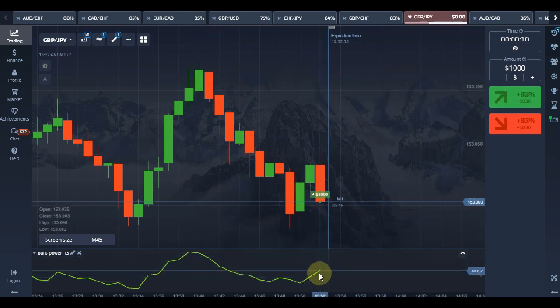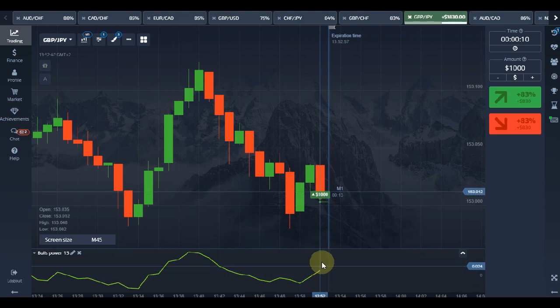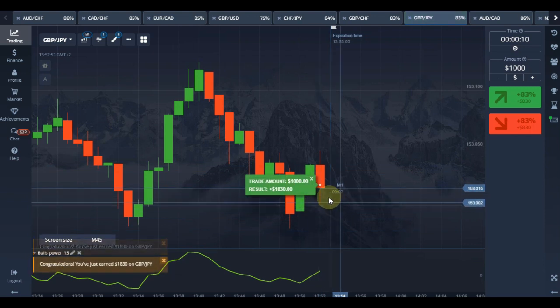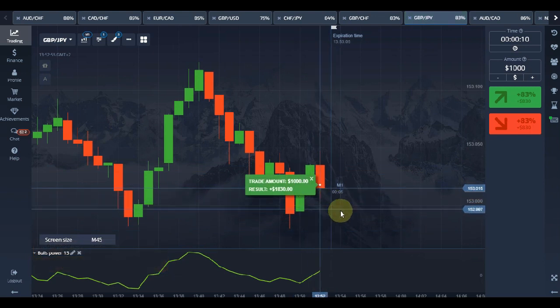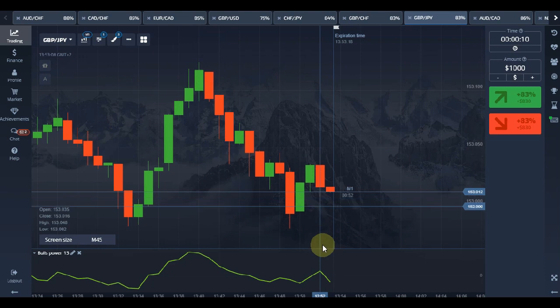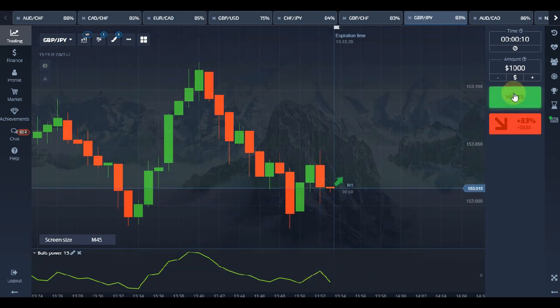There, bull power shows going up, but the candle is red, so it's a very profitable time here. It's a very good moment when the bull power shows up and the red candle is a full red candle, so you take the trade on above.